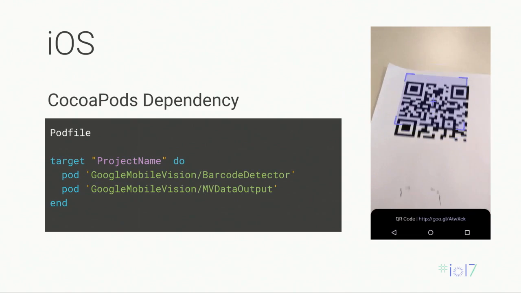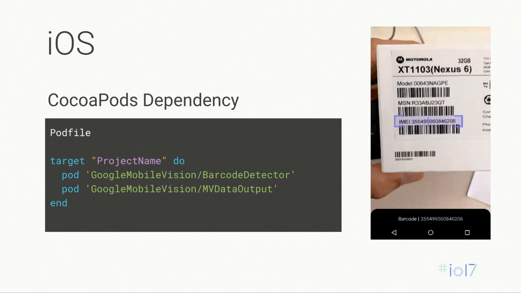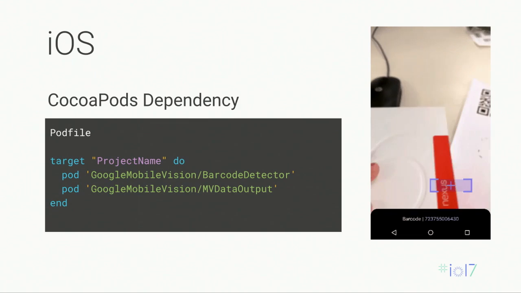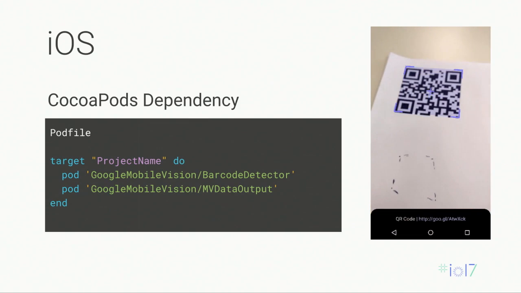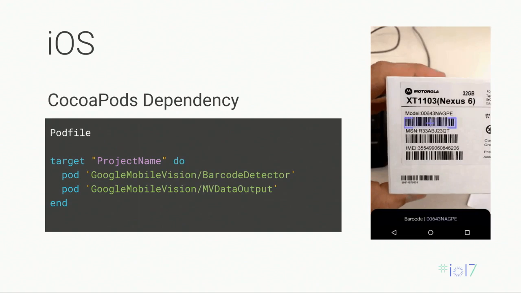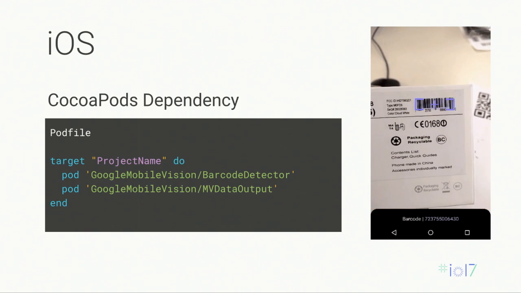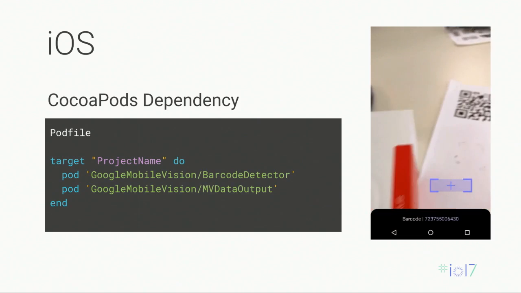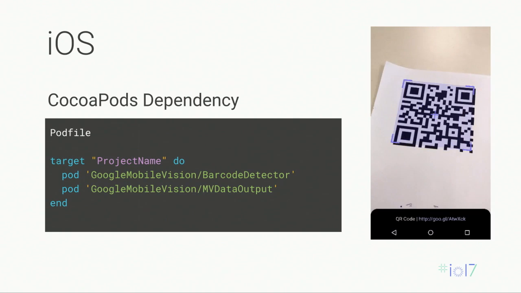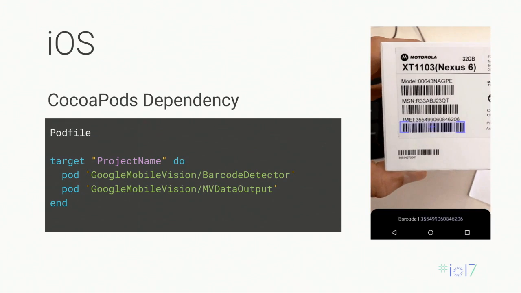So the barcode API also works on iOS. The barcode API for Android and iOS share the same common algorithm. So when you use them, you get consistent results for both of your platforms. Our iOS API is provided through CocoaPods. If you only want to use the detector, you can specify the barcode detector pod. If you also want to use the pipeline, then you can also add the MV data output pod.